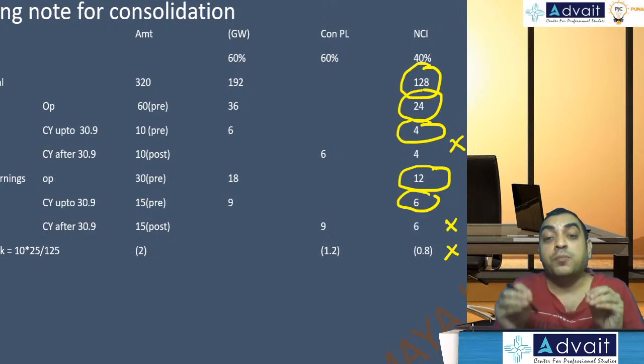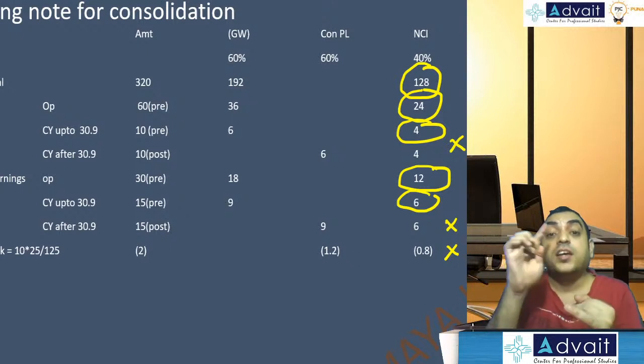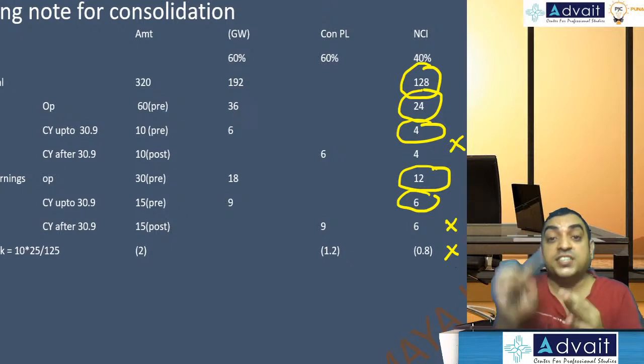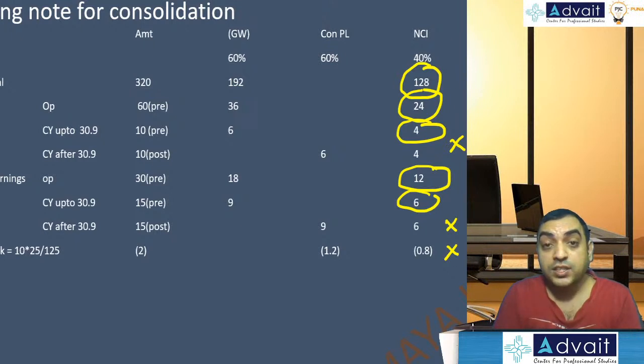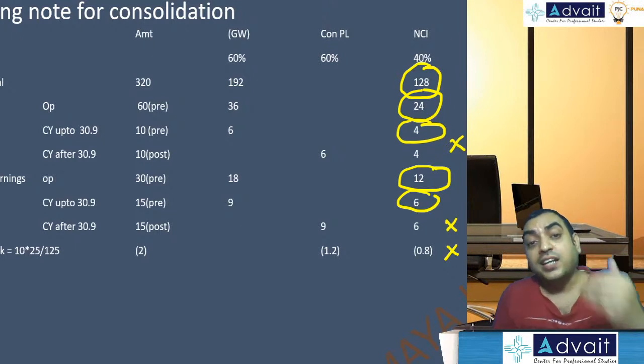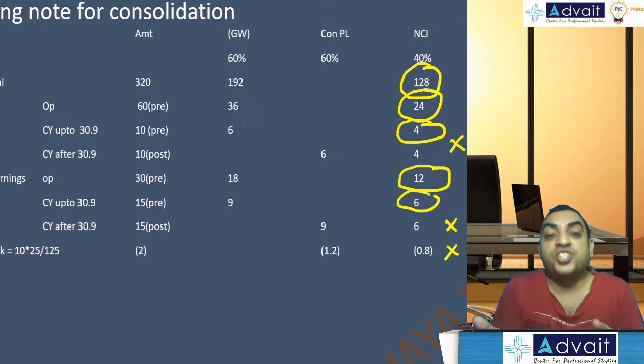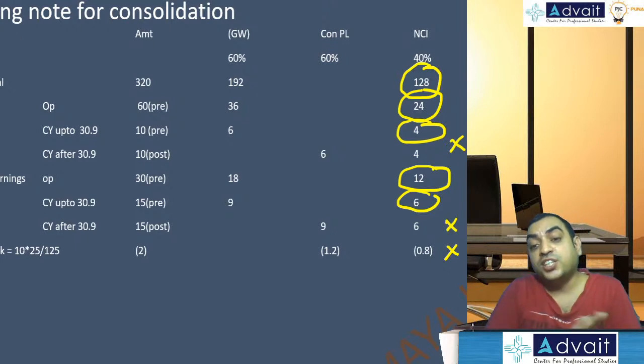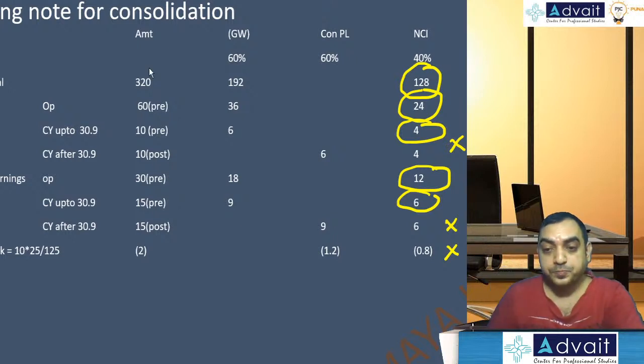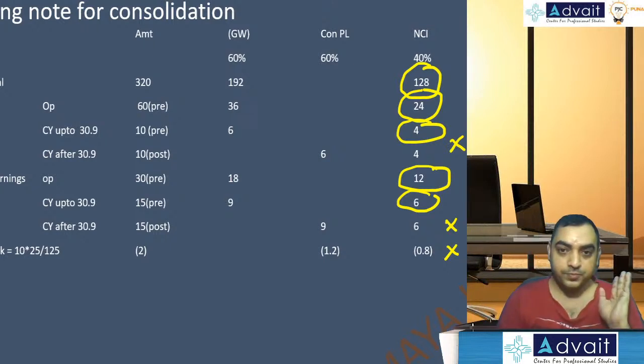So these are the elements which are there at the time of acquisition: NCI at the time of acquisition, share capital, pre-acquisition profits, revaluation profits, fair value adjustments. What are not there at the time of acquisition? Depreciation on revalued amount, unrealized profit, dividend paid. Those things should not be considered. Okay, so please add all these numbers now. 128 plus 24 plus 4 plus 12 plus 6. Can you tell me the total amount, my dear friends, how much it comes to?